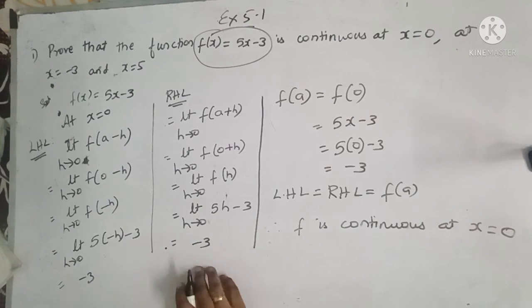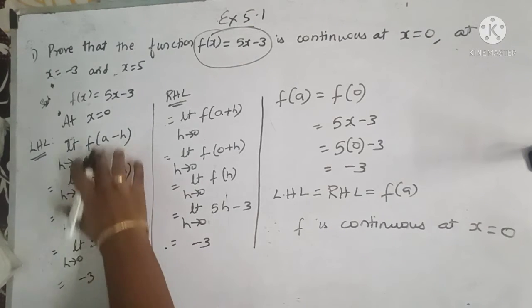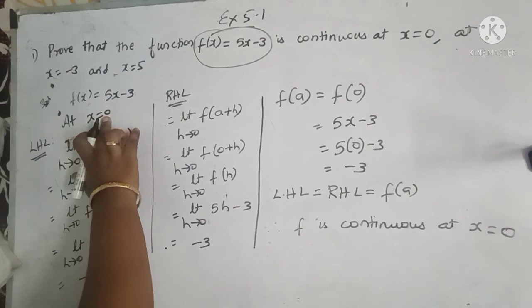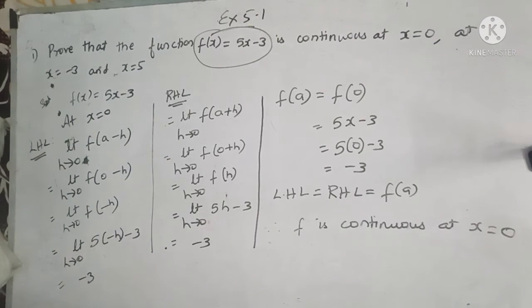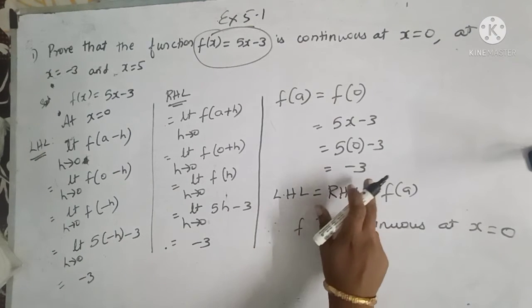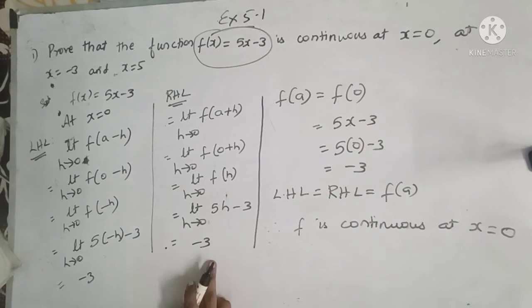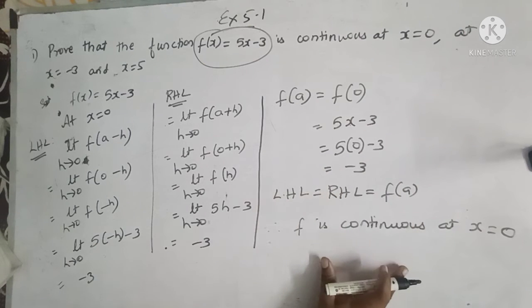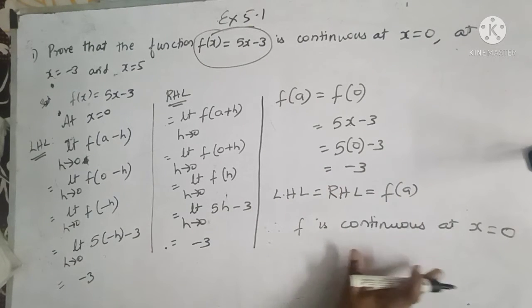So this is the first part of the question. Left hand x oda value 0 nu solli nam substitute pandrom, 0 nu solli substitute panna, left hand limit find out pannarom, right hand limit find out pandrom, image find out pandrom. So இந்த மூணு valuesமே நமக்கு equal ஆ இருக்கு. Therefore we conclude that f is continuous at x is equal to 0.